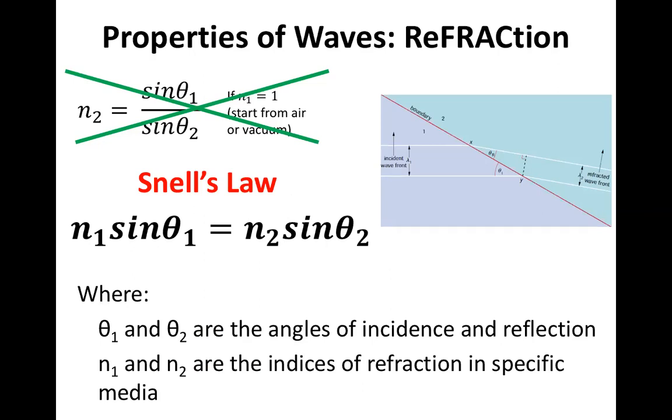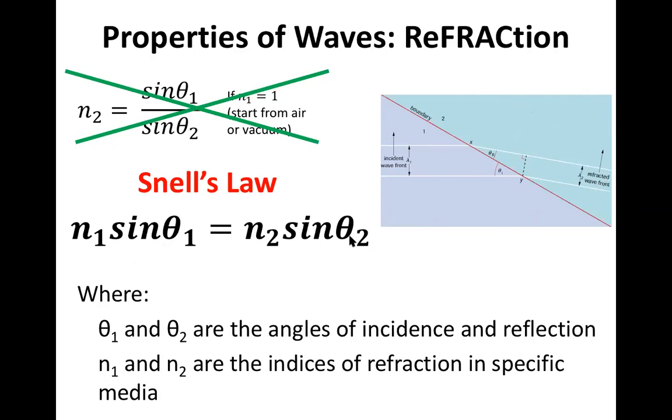So Snell's law, if you notice, there's 2 sides of the equation. So everything here is material 1, so the blue. Everything here is for material 2. So the index of refraction for the first material times sine of the angle of incidence equals the index of refraction for the second material times sine of the angle of refraction.